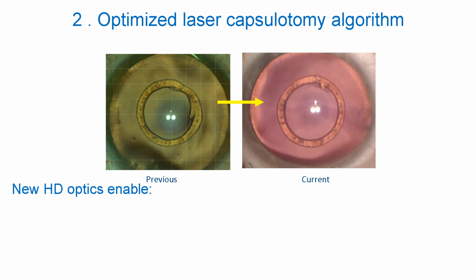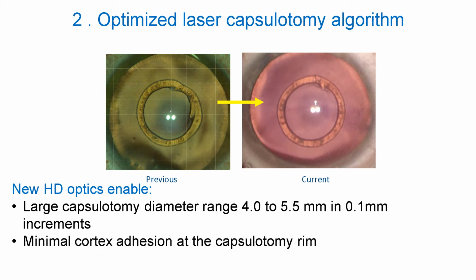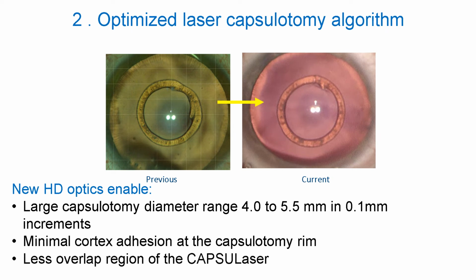As far as the new HD optics are concerned, they enable a large capsulotomy diameter range from 4 to 5.5 millimeters in 0.1 millimeter increments. There's minimal cortex adhesion at the capsulotomy rim compared to how it was previously, and there's less overlap region of the CAPSULaser.